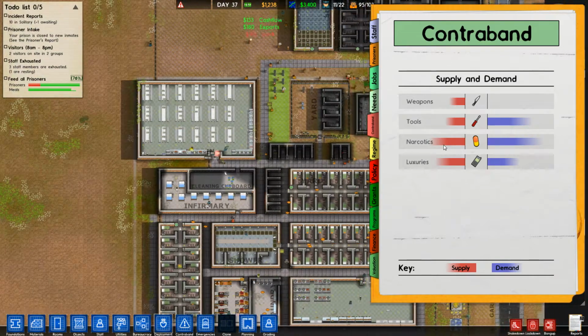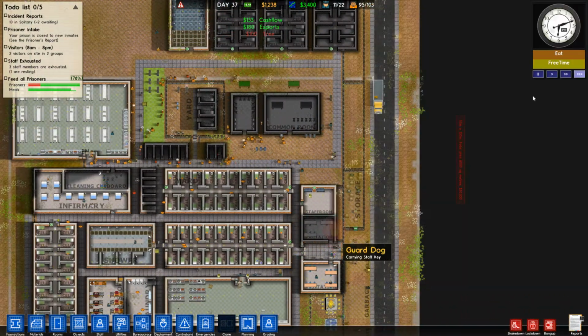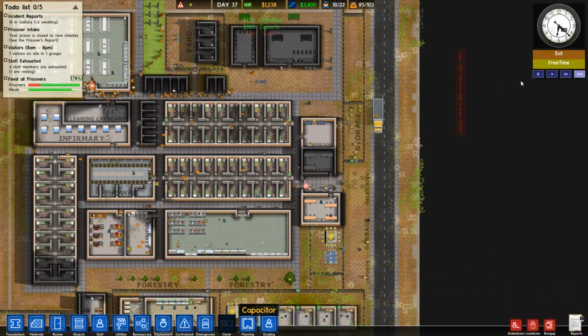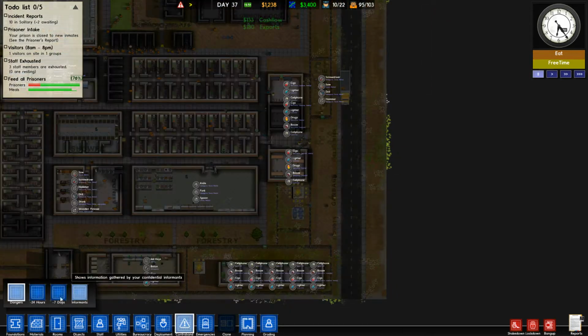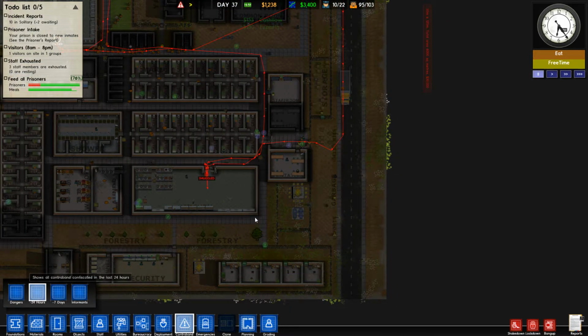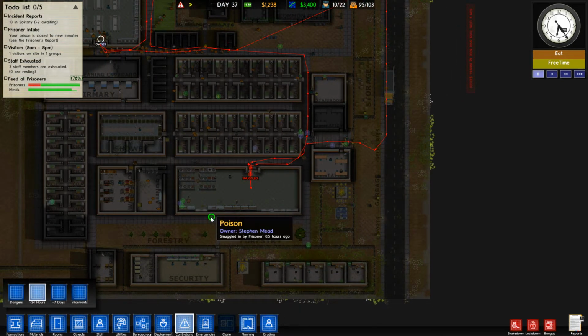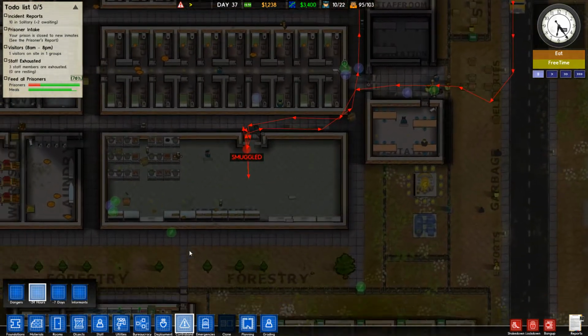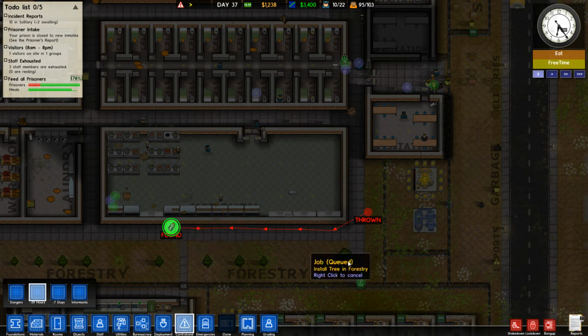Contraband. Still a high supply of narcotics. Where the hell does that come from? Where does this flow come from? Last 24 hours. Poison. I suppose that could be qualified as narcotics. It's not luxury goods anyway. Thrown in. Really?